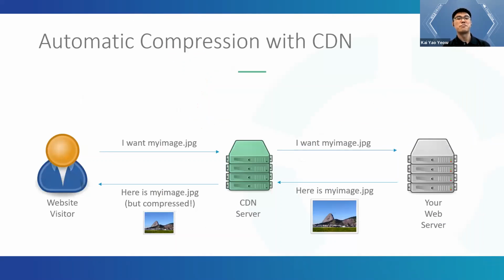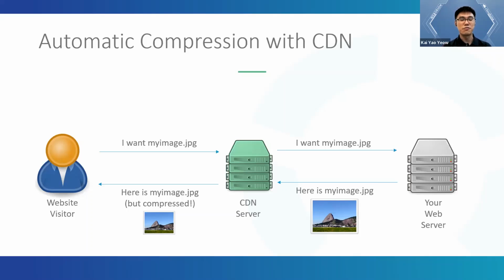Many of these CDNs, like Cloudflare as I mentioned, do automatic compression. How it works is that when your website visitor loads a page in the browser, it goes through the CDN and says, I want to load my image.jpg. If the CDN has it, it will just return it. But if the CDN doesn't have the image yet, it asks your web server, do you have my image.jpg? Your server answers, here's my image.jpg, and the CDN server decides this can be compressed further, so it compresses it, makes it smaller, and sends it to the website visitor.